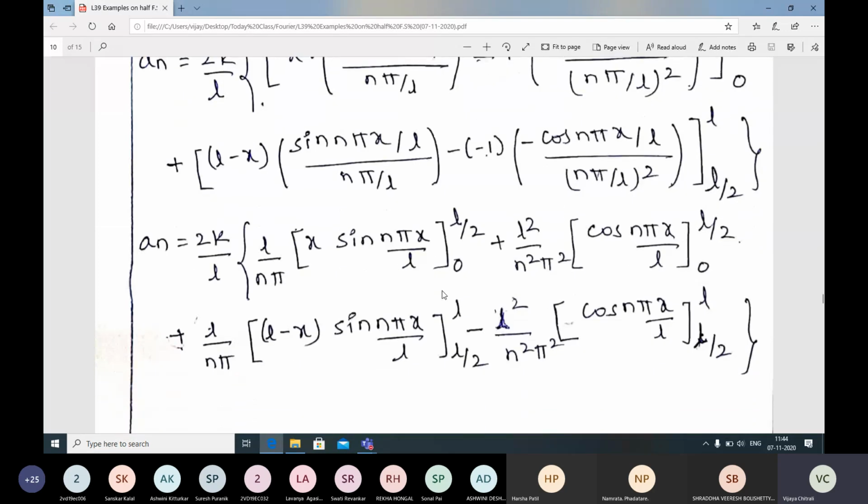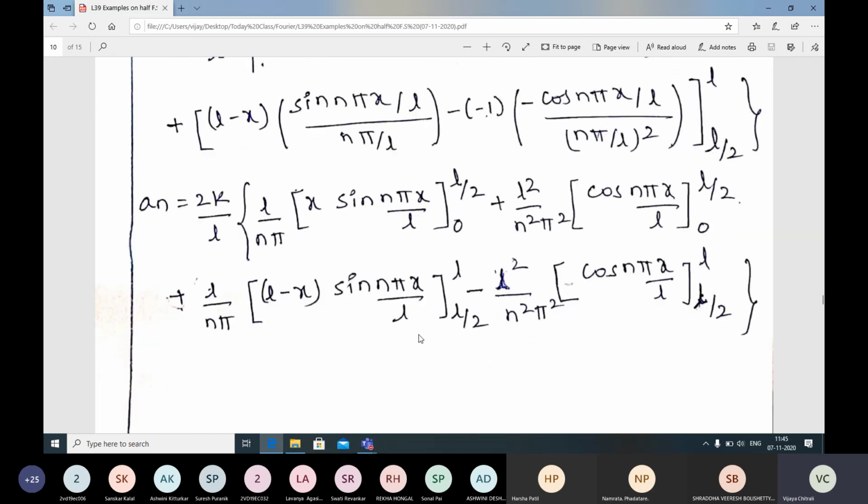Next step here, plus as it is, and here n pi by L. So take this into numerator, L divided by n pi, (L minus x) sine n pi x by L, L by 2 to L. This minus into minus is plus, plus into minus is minus, and reciprocal we have means denominator we have (n pi by L) raised to 2. Take this into numerator, L square divided by n square pi square. What is left here? Cos n pi x by L, L by 2 to L.